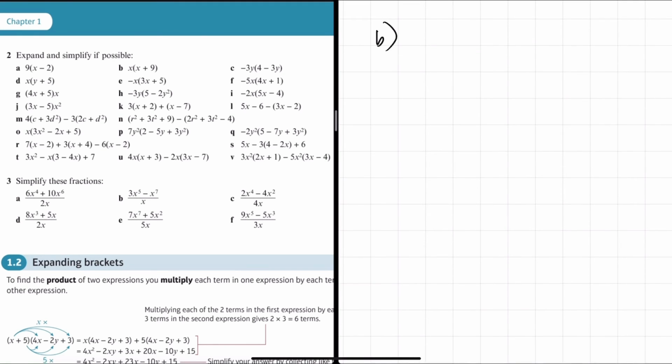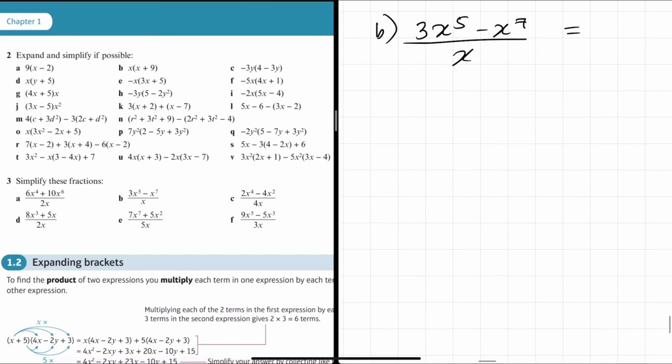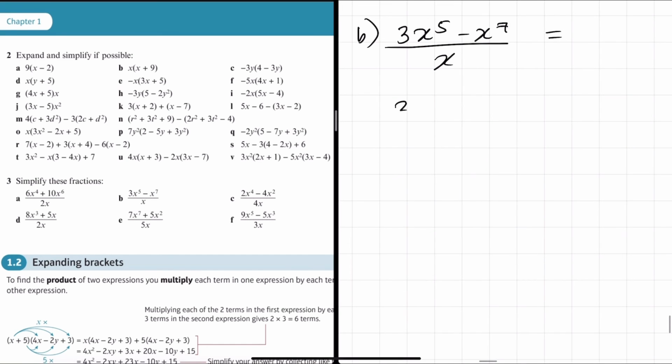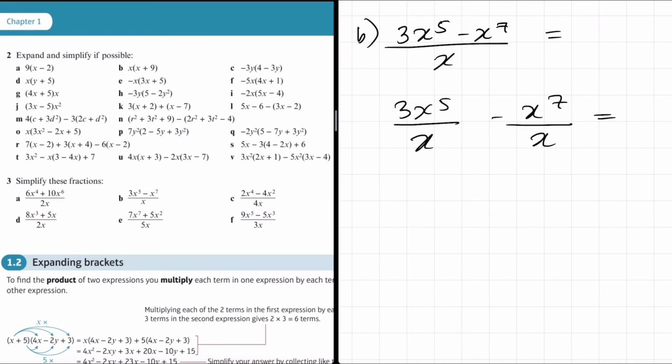B. 3x to the power of 5 minus x to the power of 7 over x. Once again, we'll split this up into two different fractions. 3x to the power of 5 over x minus x to the power of 7 over x. So 3x to the power of 5 over x, so we take the powers away. We've got 3x to the power of 4 minus x to the power of 7, take away 1, which is 6.